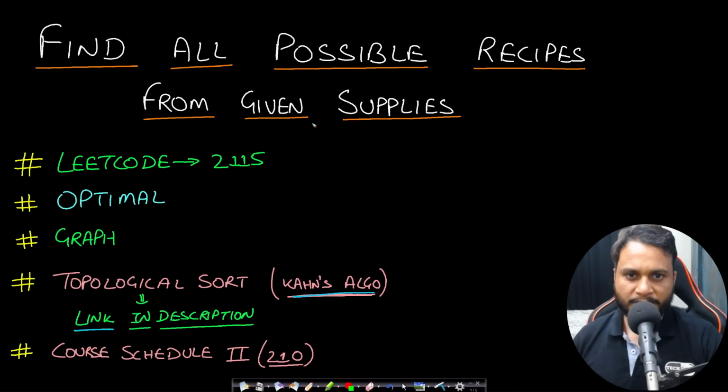Guys, welcome back to TechDose, and in this video we will look at the Find All Possible Recipes from Given Supplies problem, which is from Leetcode number 2115.